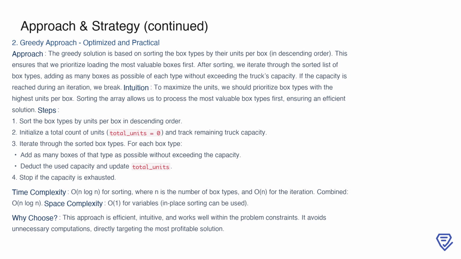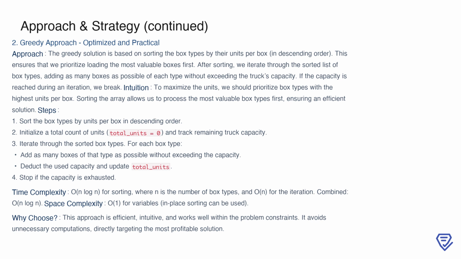The idea here is to prioritize loading the most valuable boxes first by sorting the box types based on their units per box in descending order. Once sorted, we iterate through the list and add as many boxes as possible of each type, stopping as soon as the truck's capacity is reached. This ensures an efficient and direct solution.